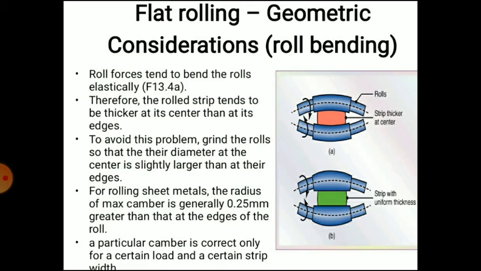It means the diameter of the rolls is made slightly larger at the center than at the edges. To avoid this problem, grind the rolls so that their diameter at the center is slightly larger than at the edges. So after applying load, rolls will be straight and will provide a uniform gap. You can see in the diagram, in the top portion and bottom portion of the component, the rolls become straight. So that is the remedy to overcome wavy edges and zipper cracks.